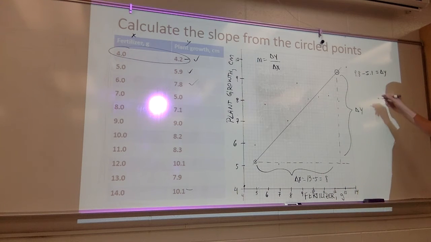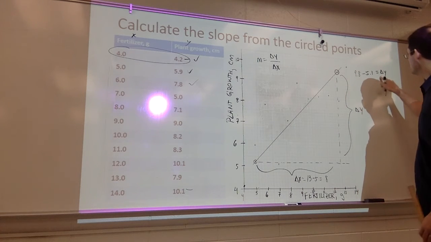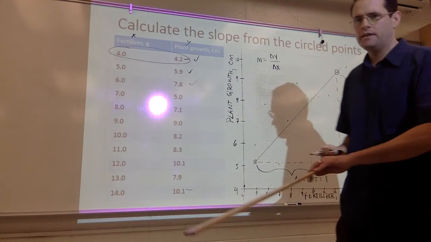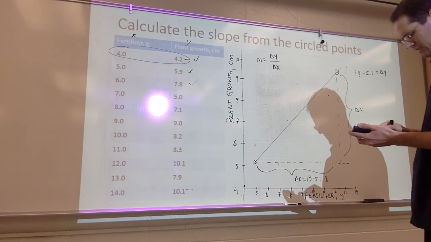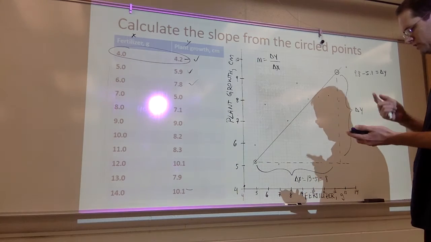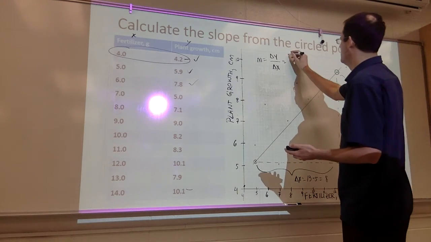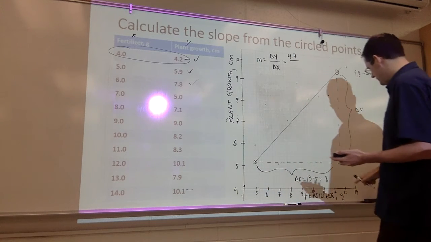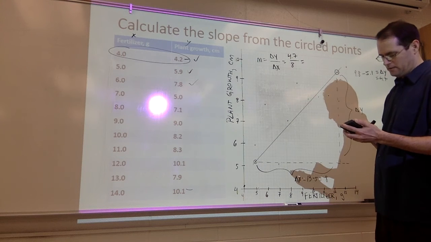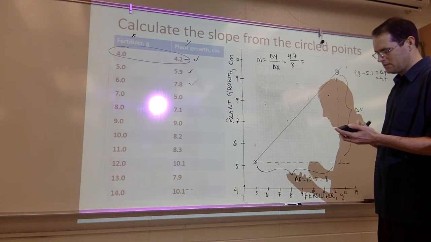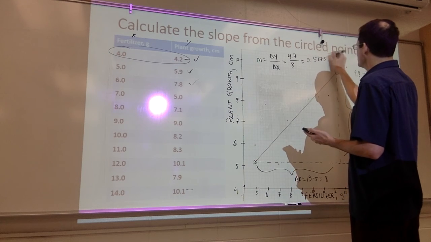Now what we do is calculate the slope. The slope is delta y over delta x. Delta y, I need to calculate that. So 9.8 minus 5.1 is 4.7. And the delta x is 8. So we go ahead and calculate 4.7 divided by 8. And we get 0.5875 on the calculator.